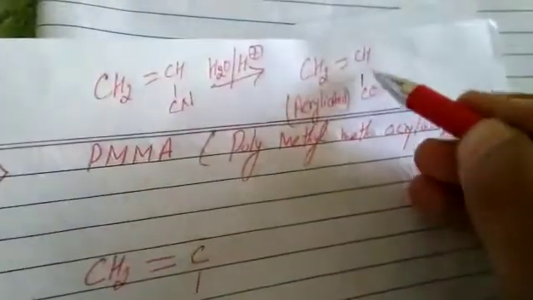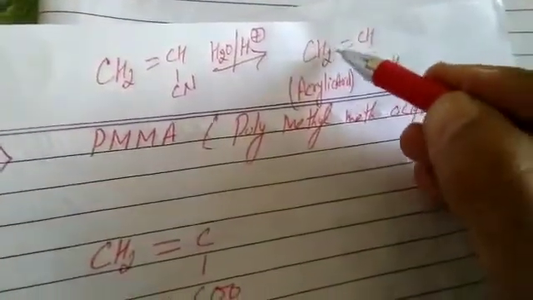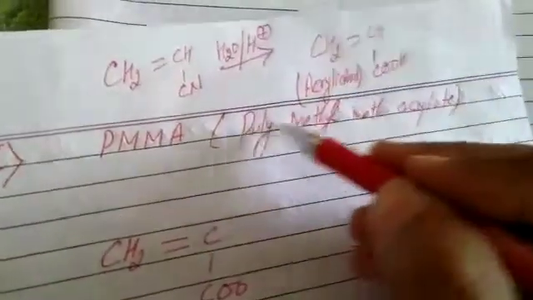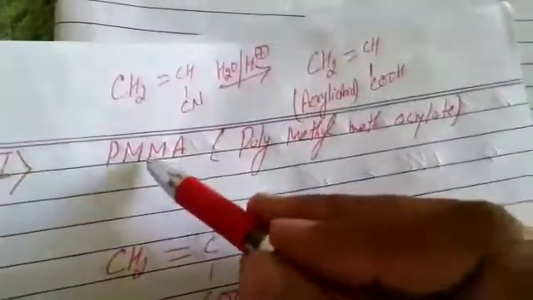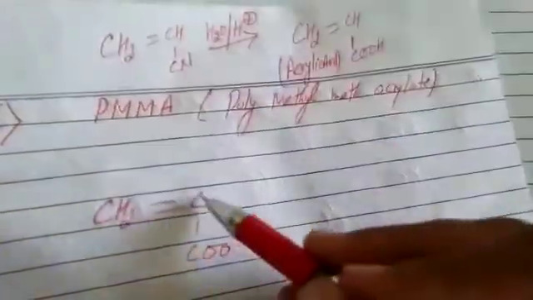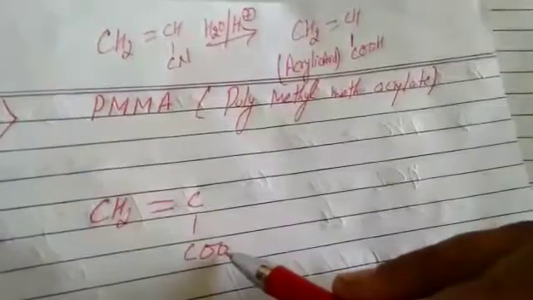The commercial name of this compound is acrylic acid, CH2=CHCOOH. I mention it so it becomes easy to mention its formula. Polymethyl methacrylate, but its monomer, again delete poly, is methyl methacrylate. It means at first you should know acrylic acid, CH2=CHCOOH.